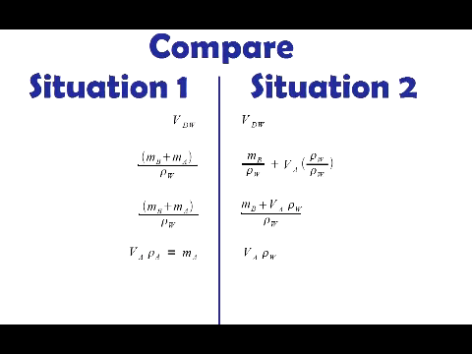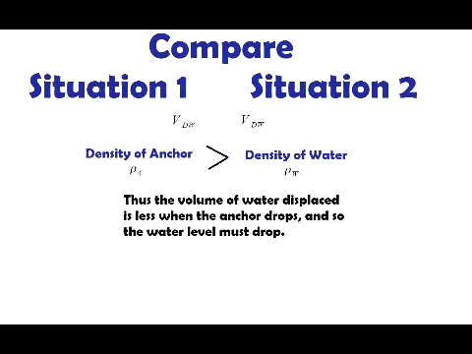Now we see that the volume of the anchor is on both sides, so we can cancel that out, and all we have left to compare is the density of the anchor versus the density of the water. We know that the anchor is more dense because it sinks in the water. Since the left side of this is greater than the right side, that means situation 1 displaces more water volume than situation 2. So when the anchor is dropped, it now displaces less volume, and therefore the water level drops. And that's the proof.